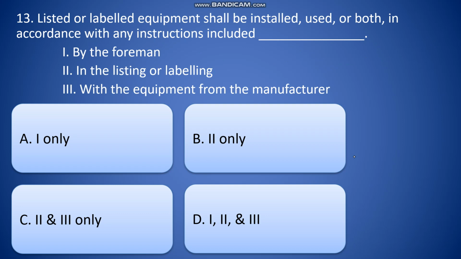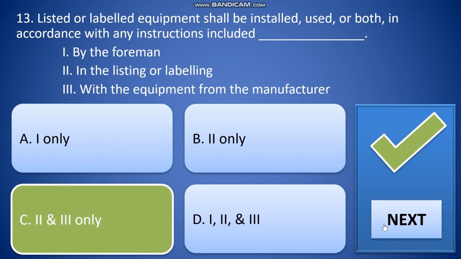So, listed or labeled equipment shall be installed, used, or bought in accordance with any instruction included in the listing or labeling or with the equipment from the manufacturer by the foreman. 2 and 3 only.